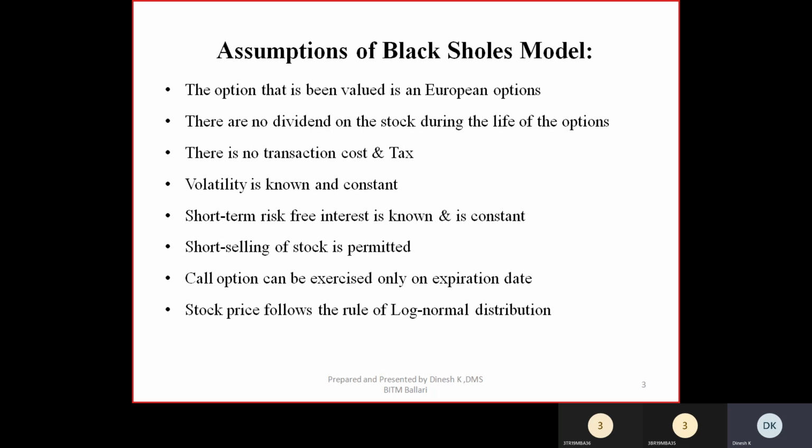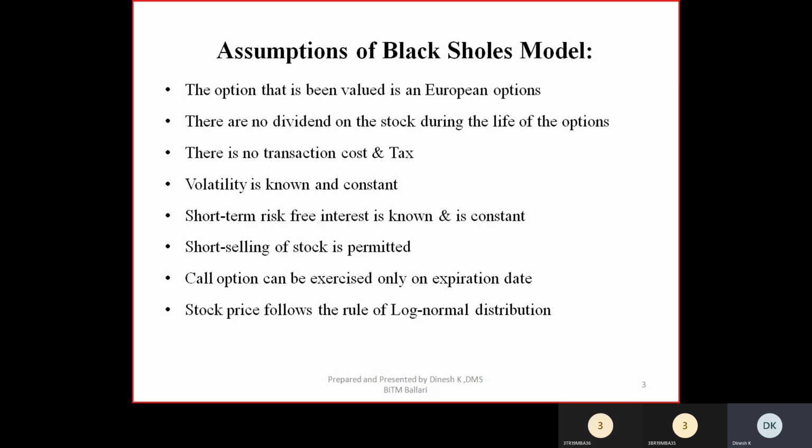Then, the short-term risk-free rate of interest is known and constant. The risk-free rate, like a treasury bill, right? So if you say 365 day treasury bills, 90 day treasury bills, 120 day treasury bills, we take the treasury bill as the risk-free rate, and it is going to be constant for the time frame which is given. Let's say 365 days. The treasury bill will not be changing for the next 365 days, right?